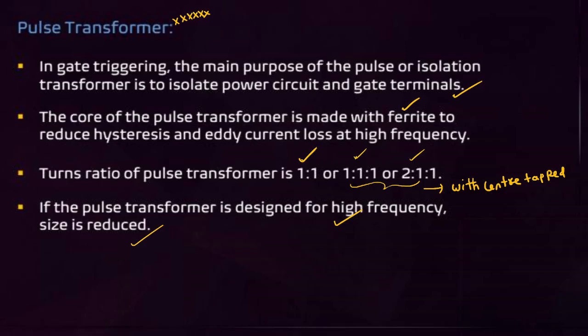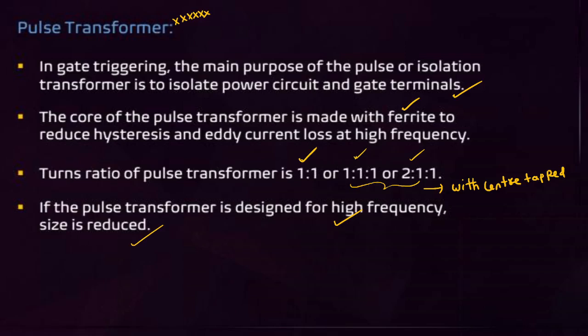Friends, we know that if any transformer is designed for high frequency, the size of the transformer is less. Why? See one simple example. In our power system, we are using transformers at 50 Hz. In communication systems, in radios and TVs also, there are transformers, where the transformer size is very small. But in a power system, the transformer size is more because the frequency of operation is low.